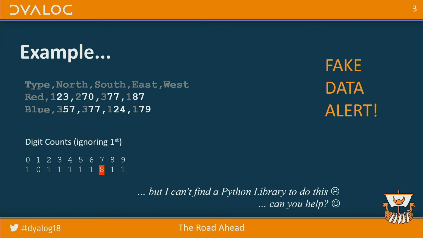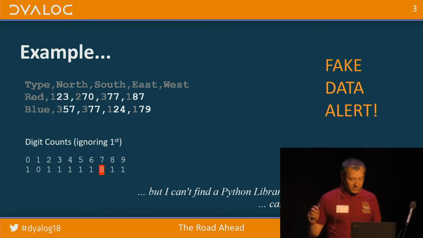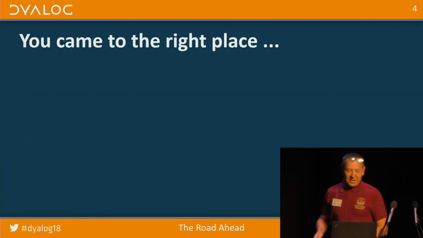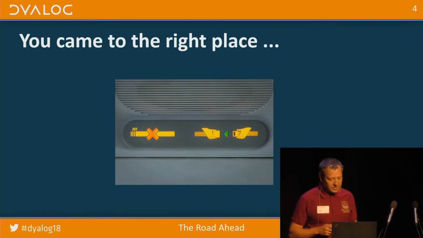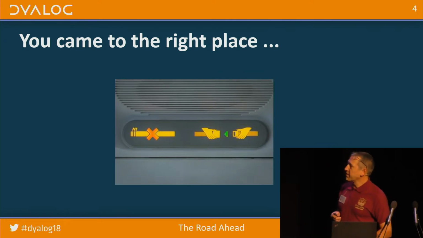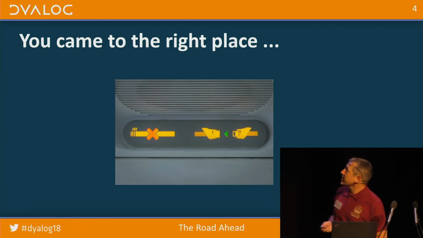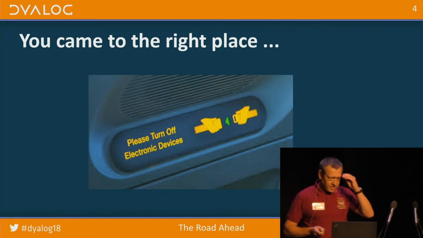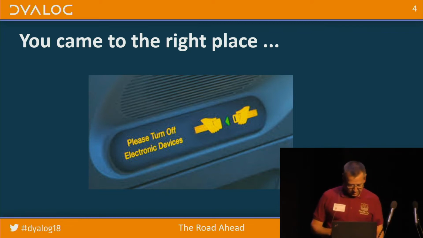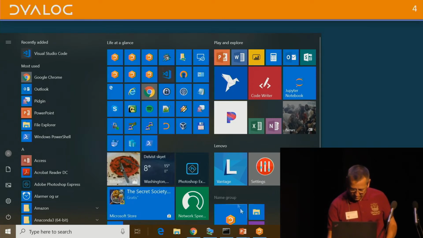Can you help? And of course, rather than getting into a conversation with her about why there might not be a Python library to do this, I told her she came to the right place. And she should fasten her seatbelts. We'll go for a ride. Of course, she didn't recognize that symbol on the left. This is what the fasten seatbelt sign looks like these days. So let's switch to APL.